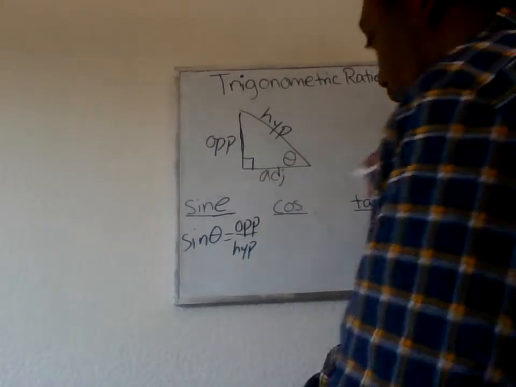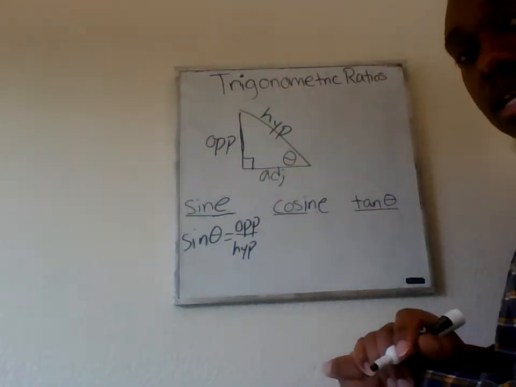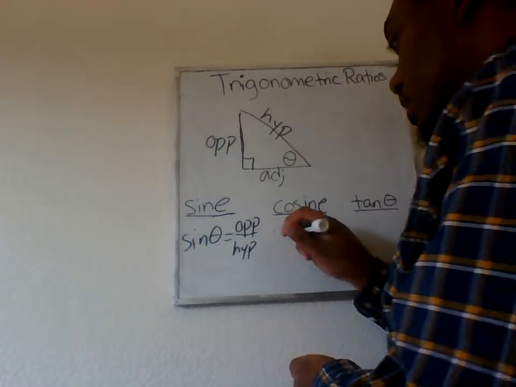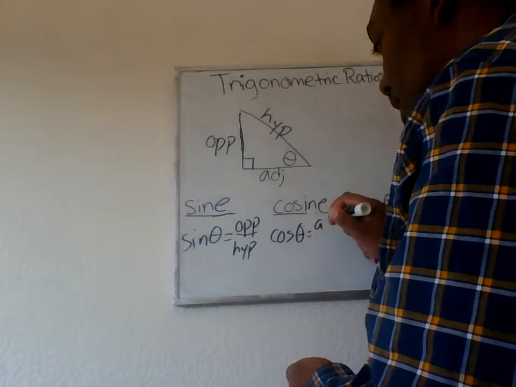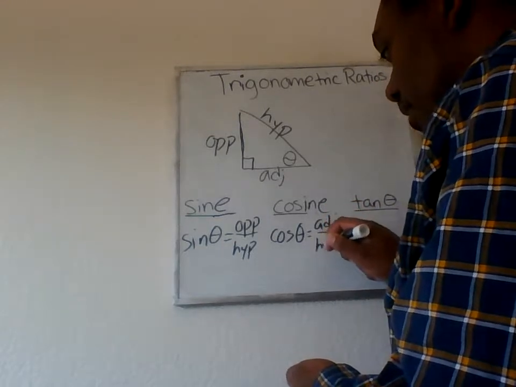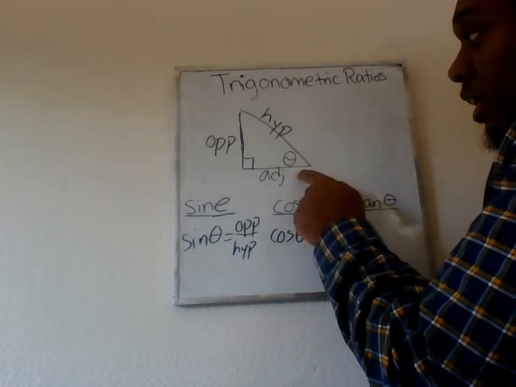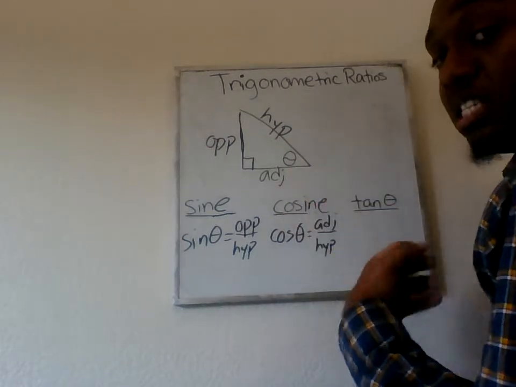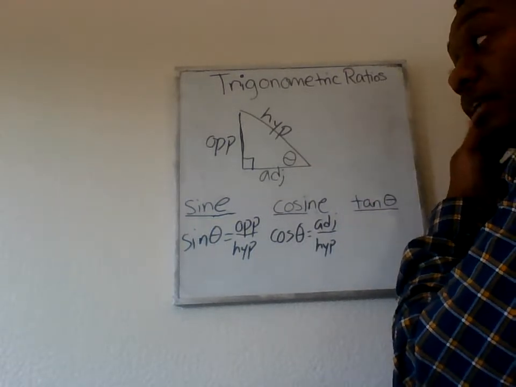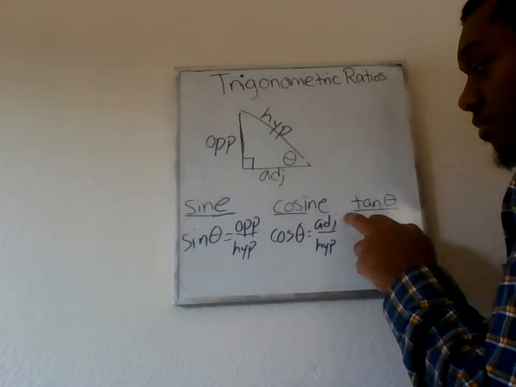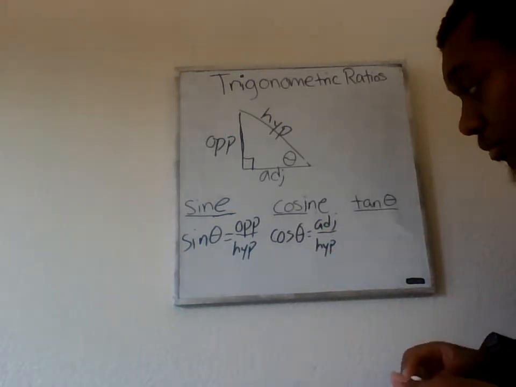So cosine, C-O-S-I-N-E, abbreviated C-O-S, of the angle will be the adjacent side divided by the hypotenuse. So I know the side that's adjacent to it. Adjacent means next to it. So it's the leg that's next to it, that's not the hypotenuse. And then we have the hypotenuse. Adjacent divided by hypotenuse will give us the cosine.